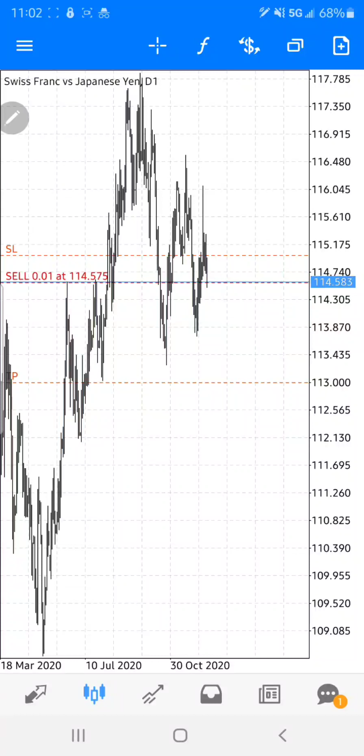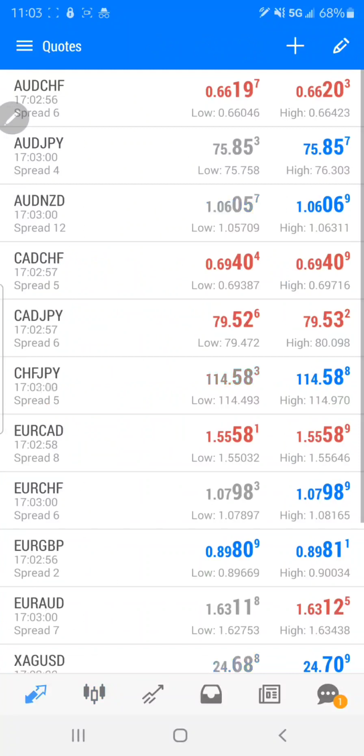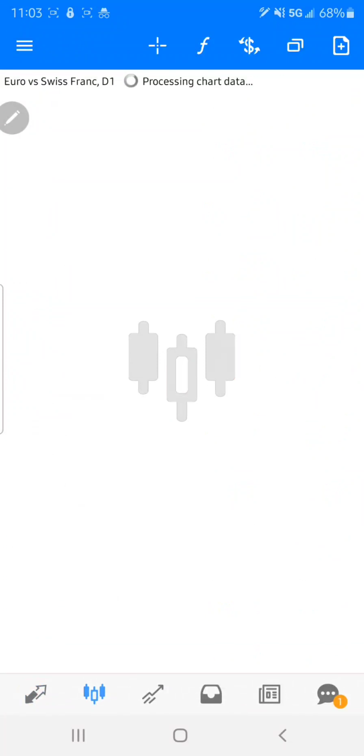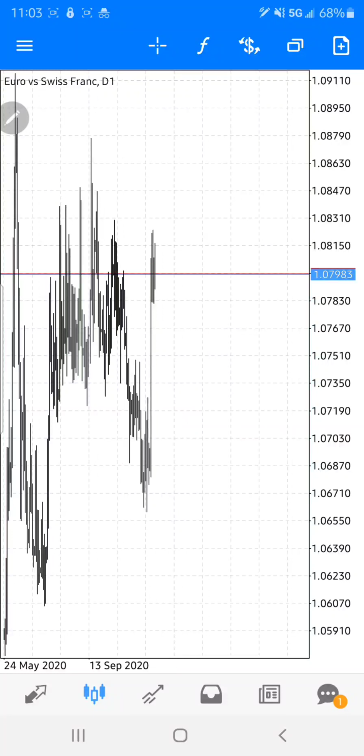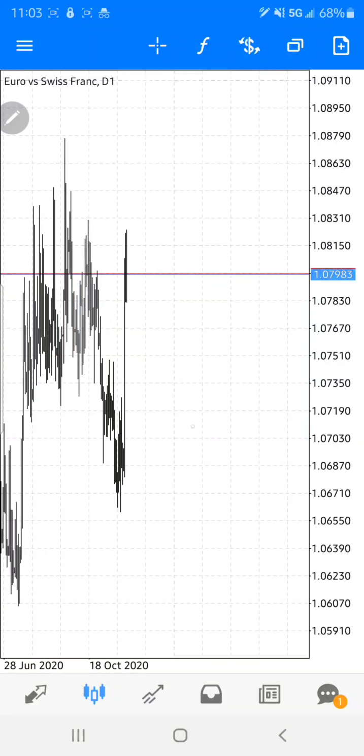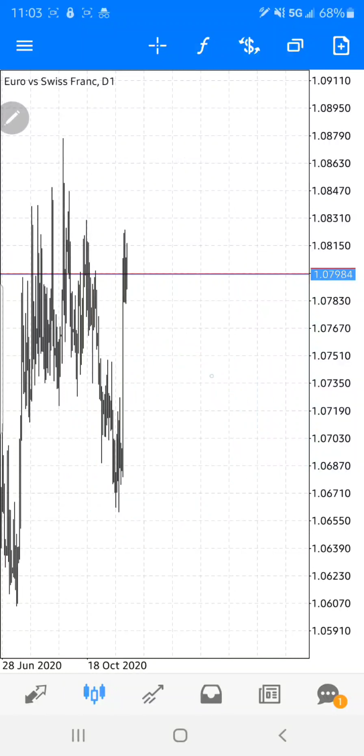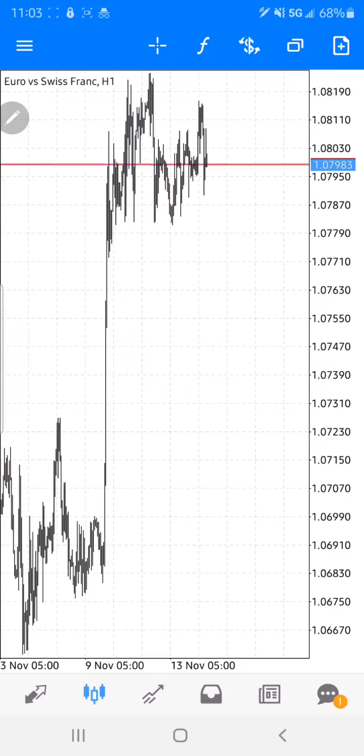So now I'm going to do an example with a buy. Let me go back to the quotes list. I'm going to choose another pair that I don't look at often and hope that I don't have anything marked up on the chart. All right, so this is Euro Swiss franc. I'm going to go back down to the hour time frame.